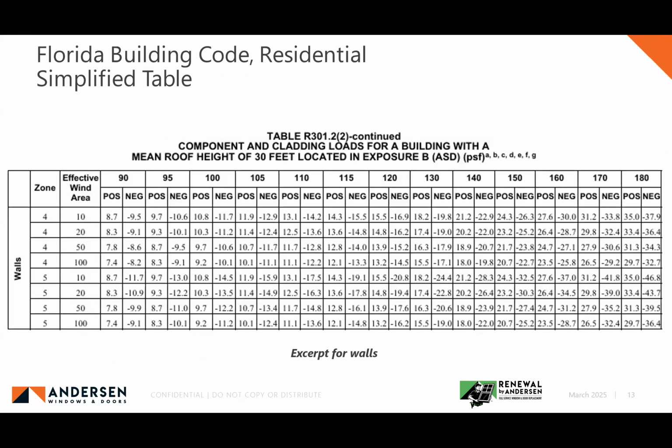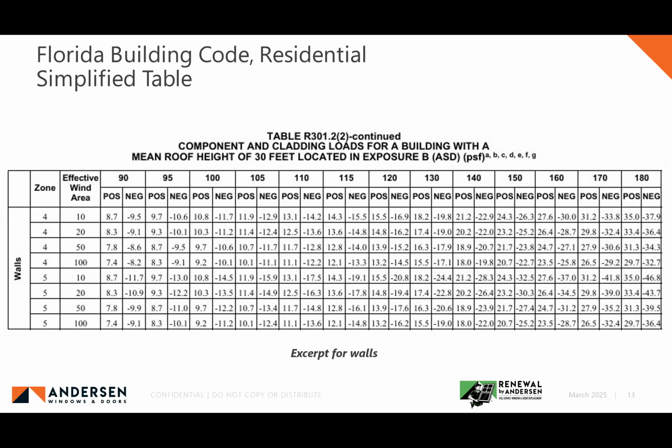That's one of the reasons the code, all the way back to the original 2000 IRC and the 2001 Florida Building Code, has had a simplified table for residential buildings. You can pick a design pressure out of a table, but you still may have to modify it, and you may have to do interpolation if your wind speed is between 120 and 130. You can either use the higher number, or you are allowed to interpolate.